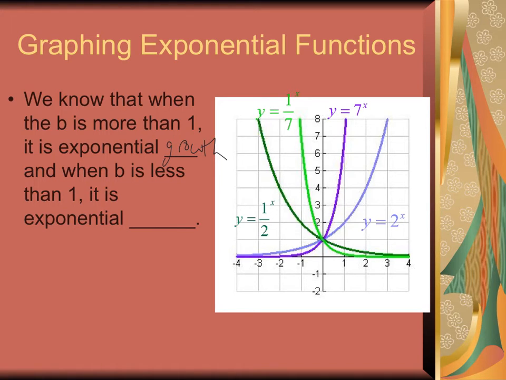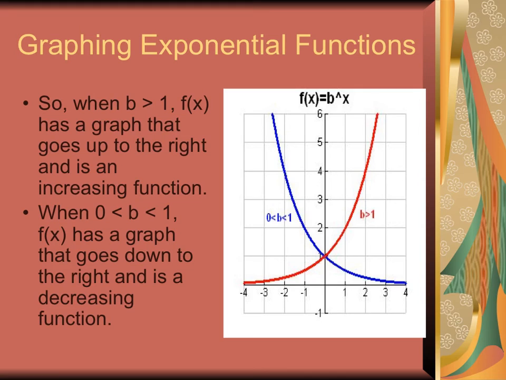And then if you look at our green ones, the different shades of green, we have (1/7) to the x. It's decaying at a faster rate than (1/2) to the x. Okay? So it's much more steep over here, and it's decaying much faster. So if b is between 0 and 1, it's going to be decay. Almost wrote growth. Crazy, man. Decay. Awesome.